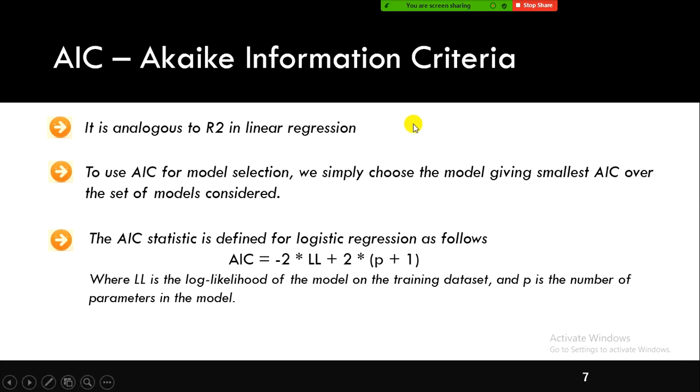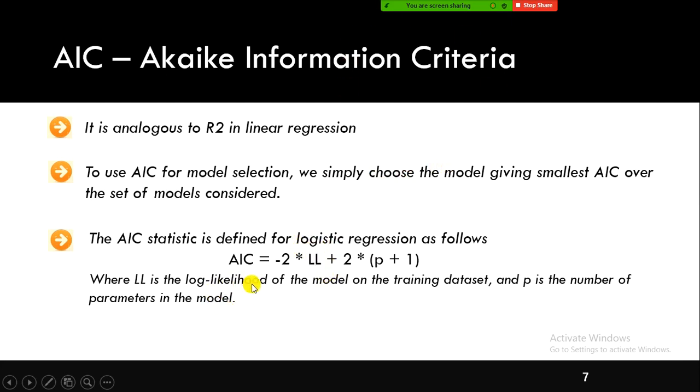So now, this is the formula for computing the AIC value: minus 2 times log likelihood plus 2 times p plus 1. Here LL stands for the log likelihood of the model on the training data set, and p is the number of parameters in the model. So you must be wondering, what is LL?